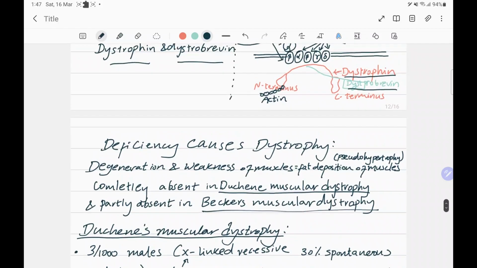So what's common amongst all these dystrophies? Like I said, you can't anchor your proteins properly over here, especially those thin filament ones. So you get degeneration and weakness of your muscles.